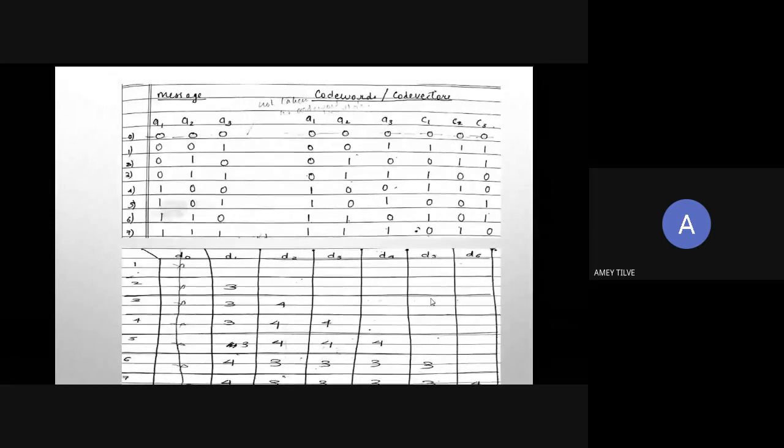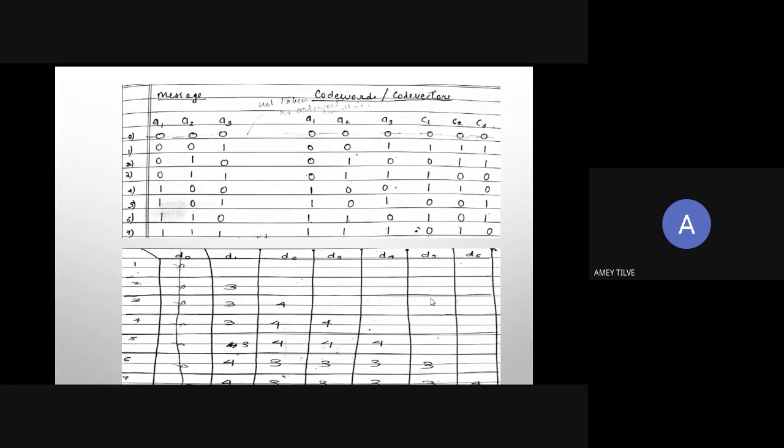So the first one is 0, 0, 0, 1, 1, 1, 1. The third one is 0, 1, 0, 0, 1, 1. The fourth one is 0, 1, 1, 1, 0, 0. Correct. The fifth one is 1, 0, 0, 0, 0, 1. Correct. The sixth one is 1, 1, 0, 1, 0, 1. And the seventh one is 1, 1, 1, 0, 1, 0. Correct. So I think whoever has sent the answer on this group is correct.